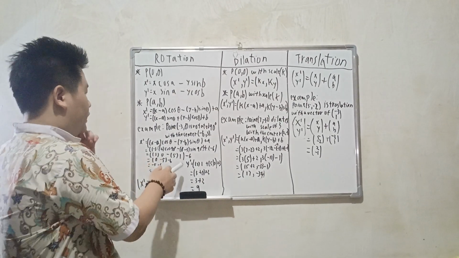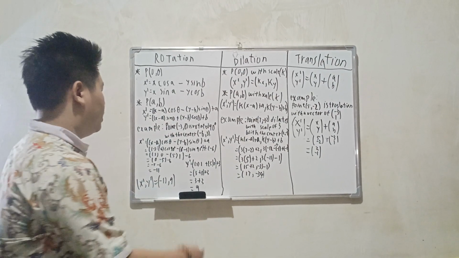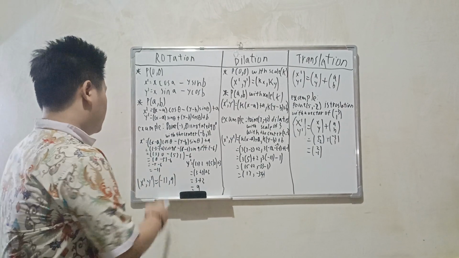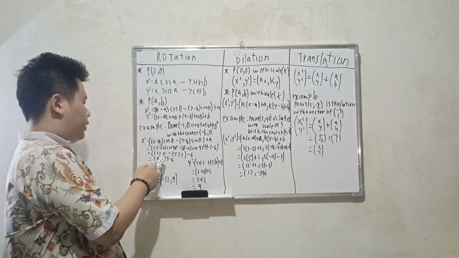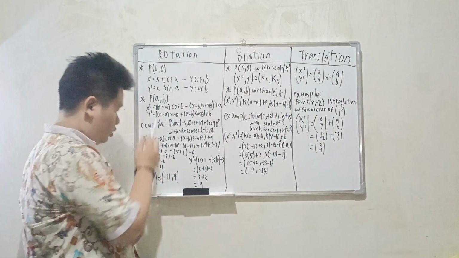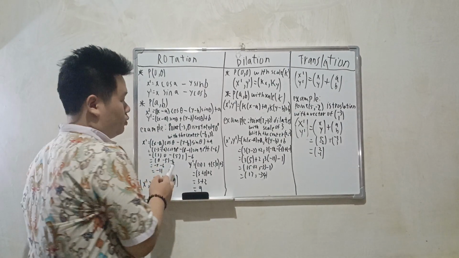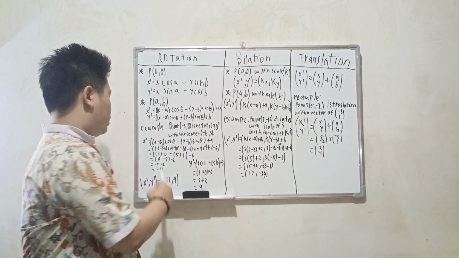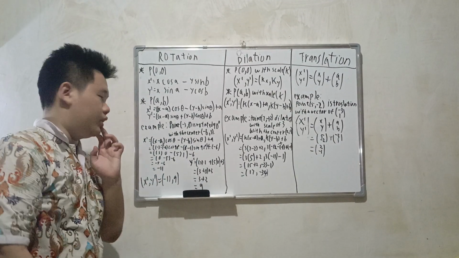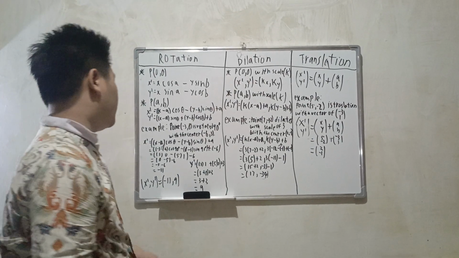So cos 90 degrees is equal to 0. But sin 90 degrees is equal to 1. So this will be 3 multiplied by 0 minus 5 multiplied by 1. So it will be 0 minus 5. And also, don't forget minus 6. So after minus 6 it will be minus 5 minus 6. And the answer will be minus 11. So that is image x.